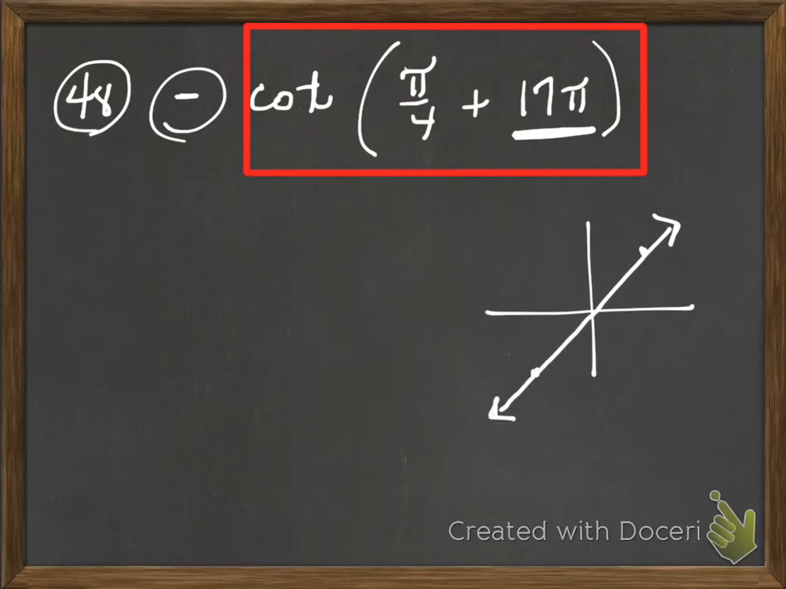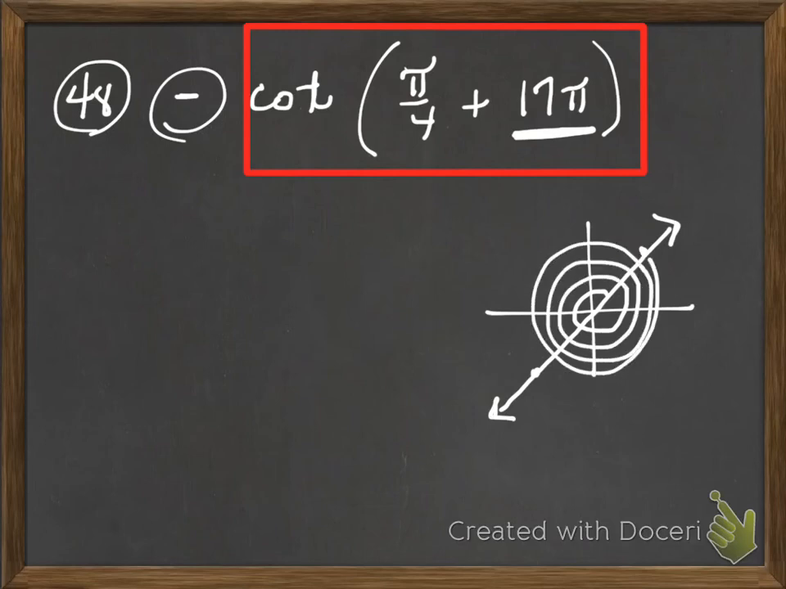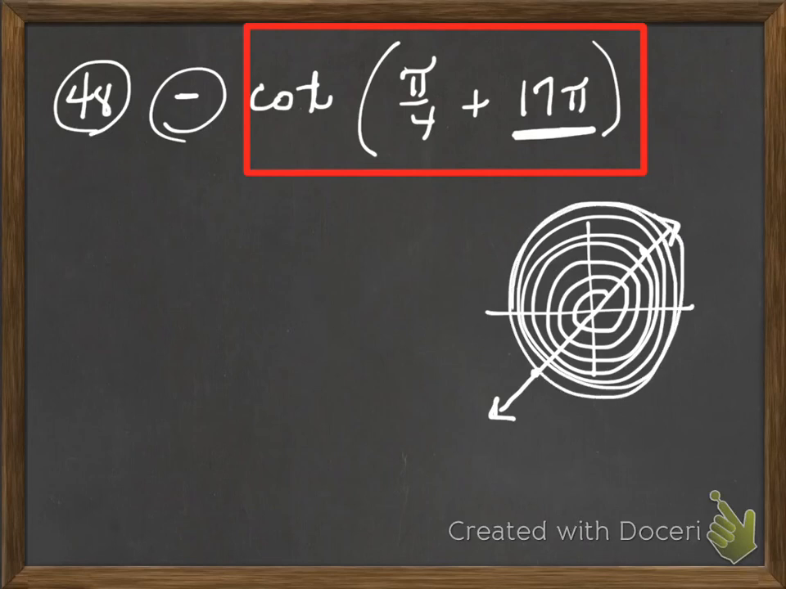If you don't believe me, you can do 2 pi, 4 pi, 6 pi, 8 pi, 10 pi, 12 pi, 14 pi, 16 pi, and 17 pi would end you up right there. So adding an odd pi is just going to put you diagonally opposite as far as the quadrant. So if you're in first quadrant and you add an odd pi, it's going to put you in third quadrant. If you're in second quadrant and you add an odd pi, it's going to put you in the fourth quadrant. If you add an even pi, it's going to put you in the same location. So it's putting us right here.